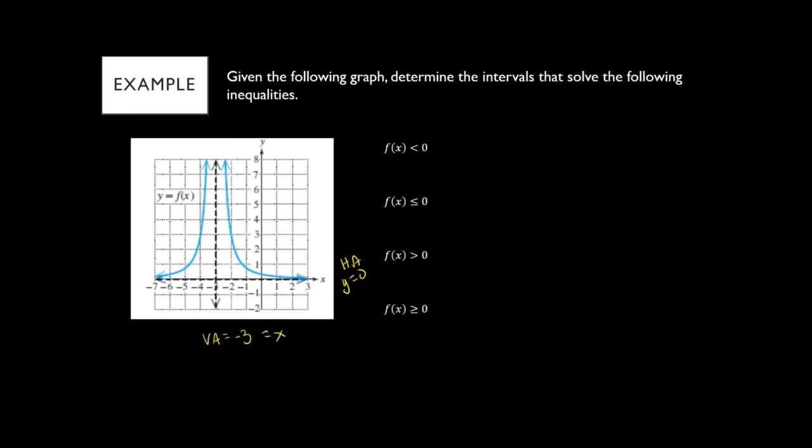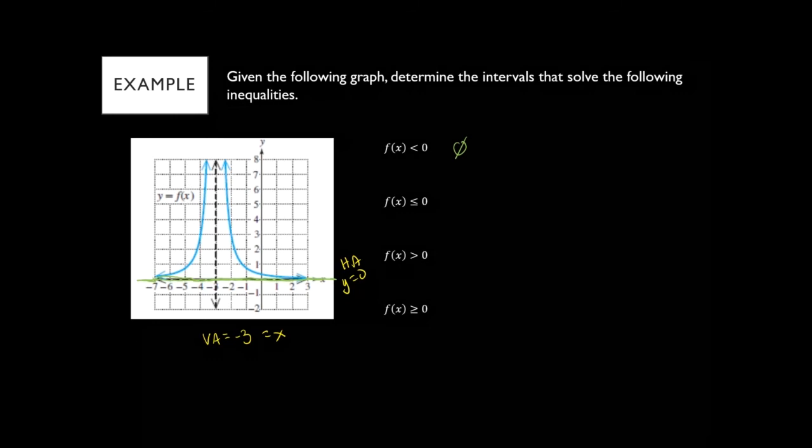So f of x less than 0, this is where our y values are, where our graph is below the x-axis. So our x-axis is right here. I'm not very good at drawing straight lines, but it's right there. And our graph does not go below there. So that means there's no solution. There is no section where we're below the x-axis.